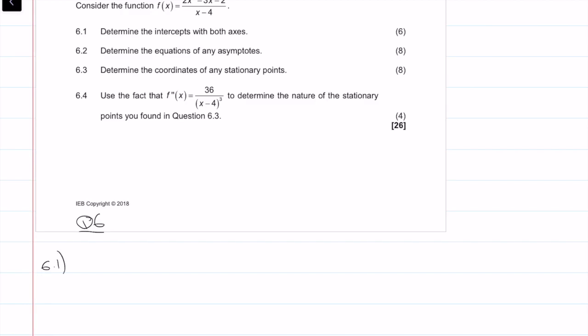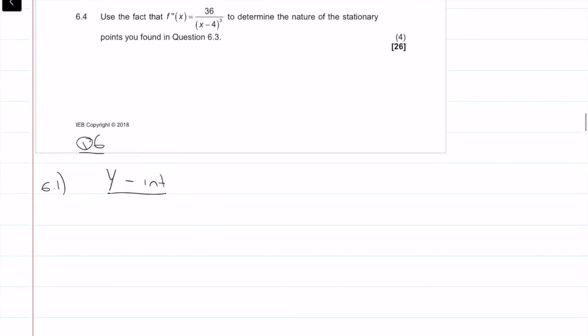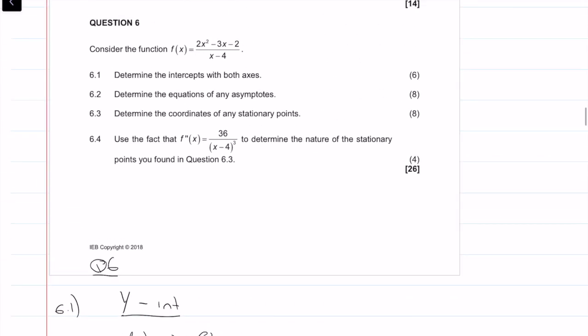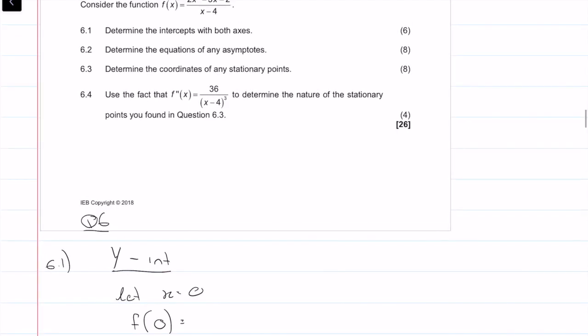So 6.1. The easiest is to get the y-intercept first. To get the y-intercept, we let x equal 0. So f of 0 is going to be equal to, wherever we see x, we put in a 0. That's 2 times 0 squared minus 3 times 0 minus 2 all over 0 minus 4. All of those are 0, so we get minus 2 over minus 4, so that is a half.